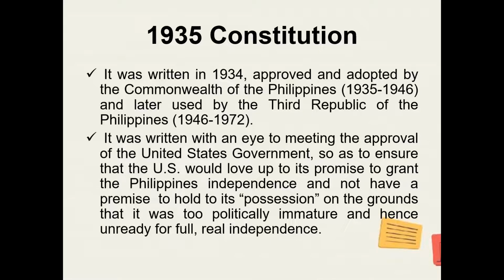It was written with an eye to meeting the approval of the United States government so as to ensure that the US would live up to its promise to grant the Philippines independence and not have a pretext to hold its possession, on the grounds that it was too politically immature and hence unready for full real independence. So according to the US government, since you are the Philippines, you are still politically immature. You cannot handle your people. You cannot handle your own government. So let us help you work on it, to provide you a constitution so that you will have your basis later on. And by the time you are ready, we will give you your independence. Okay?